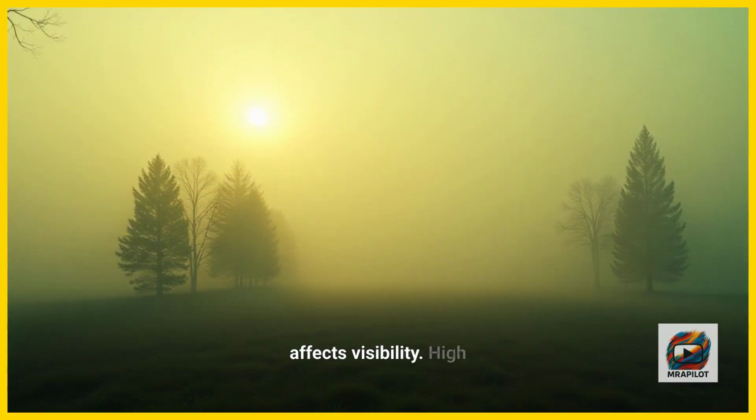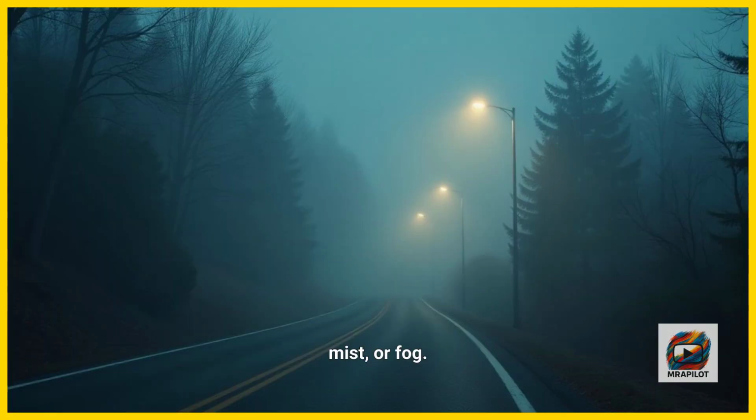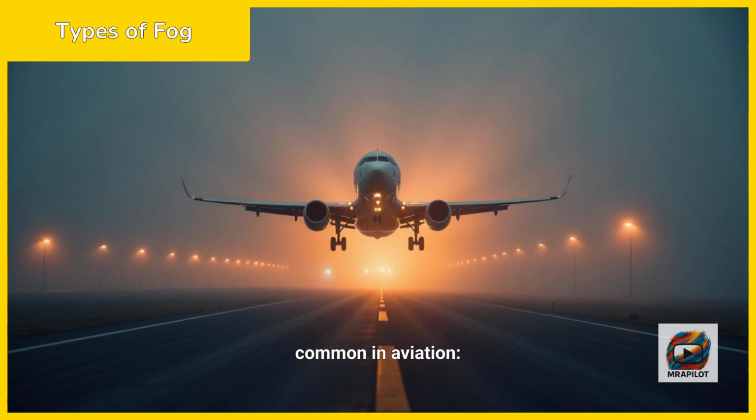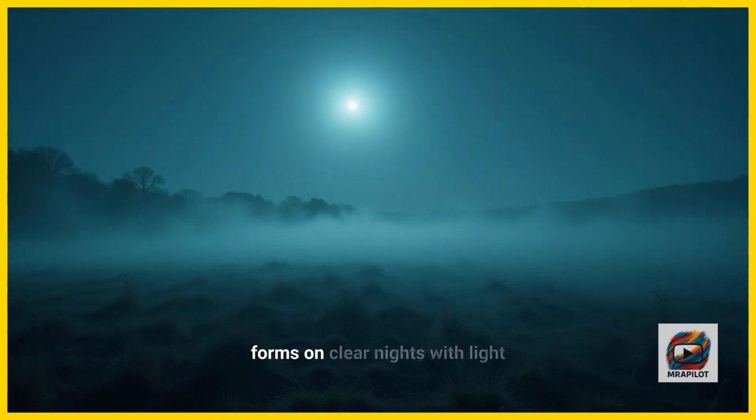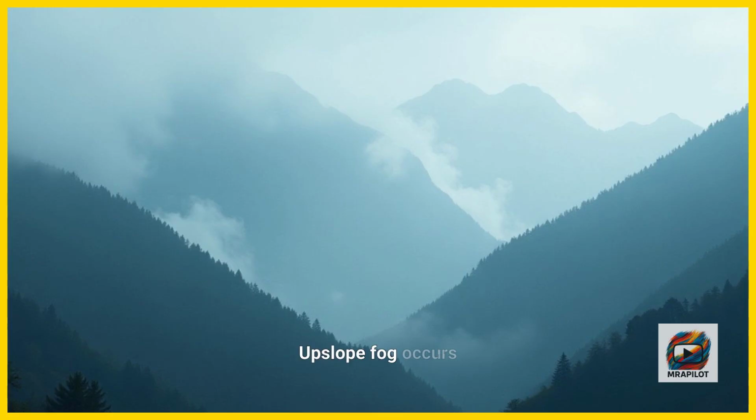Humidity also affects visibility. High humidity makes it easier for water droplets to form in the air, leading to haze, mist, or fog. Even when skies look clear, high humidity can reduce visibility to just a few kilometers. There are 3 types of fog common in aviation. Radiation fog forms on clear nights with light winds and rapid cooling. Advection fog forms when warm moist air moves over a cold surface. Upslope fog occurs when moist air is forced up terrain and cools to saturation. All types of fog can severely reduce visibility and even close airports. It's one of the most frequent causes of delays and diversions, especially in coastal or mountainous areas.